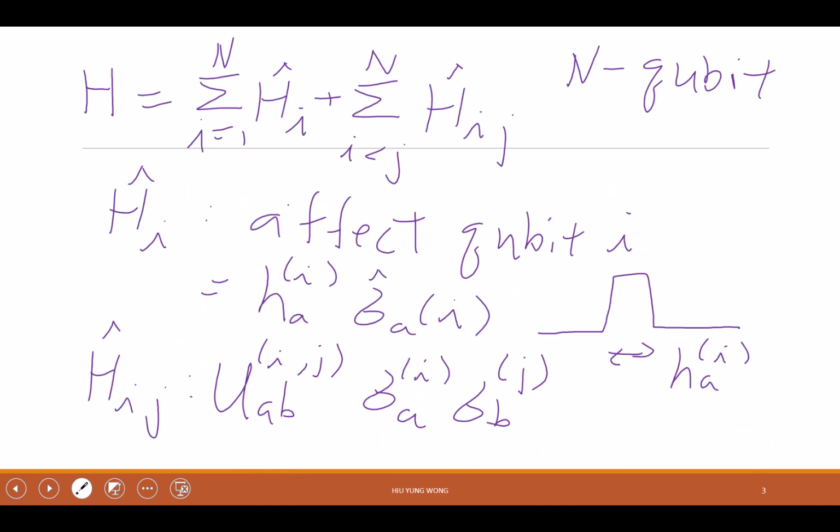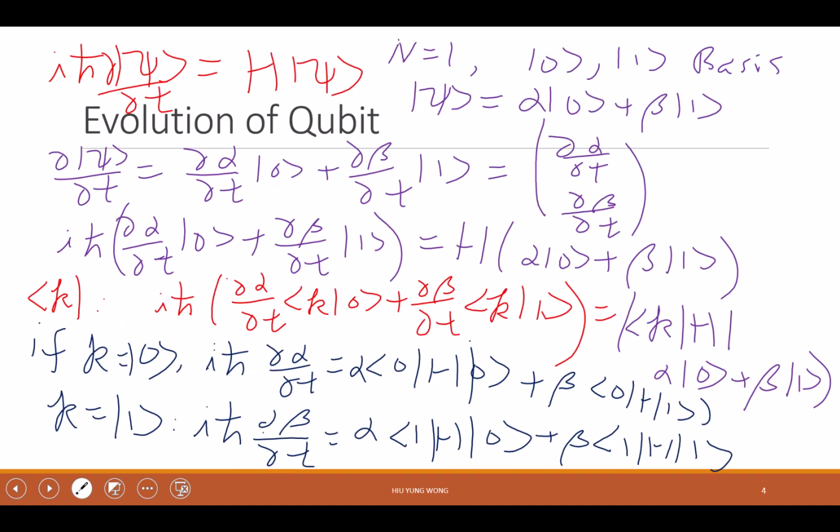Now let's take a look. What do I mean by matrix? If I have 1 qubit, how many basis states do I have? 0 and 1, right? So psi equals alpha 0 plus beta 1. Then I substitute into this equation. I just repeat what I said earlier. Partial psi partial t equals partial alpha partial t, 0, plus partial beta partial t, 1. Then I write this equation, i h bar partial psi partial t equals H times psi. I just substitute this whole thing here. Is this clear?